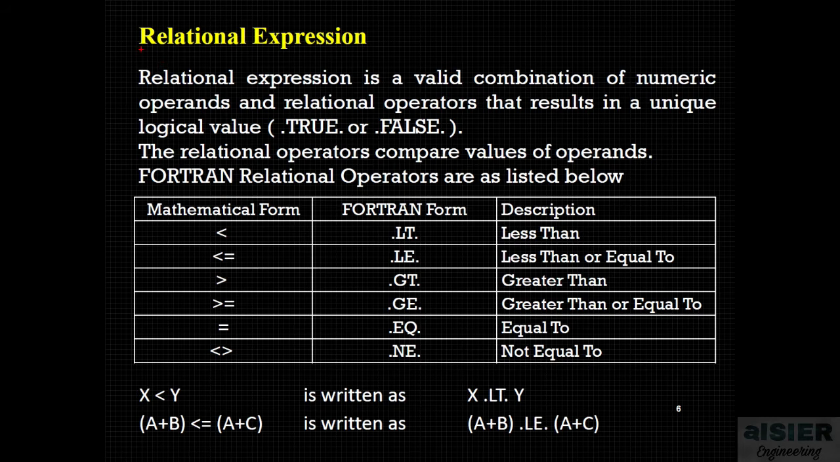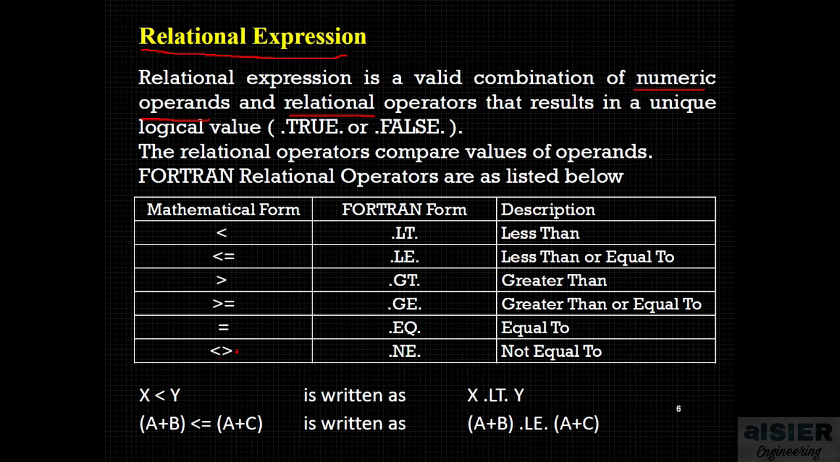Now next is relational expression. Similar to arithmetic expression, in relational expression there are numeric operands. But instead of arithmetic operators, here there are relational operators. Now relational operator gives two values, either true or false. Now what are the relational operators in Fortran? Less than, less than equal to, greater than, greater than equal to, equal to, and not equal.